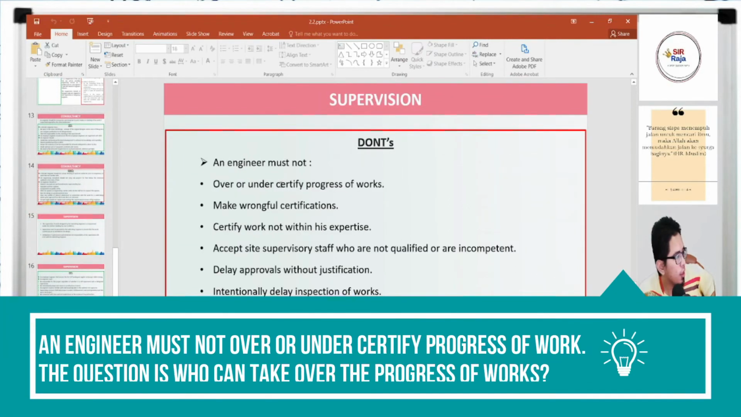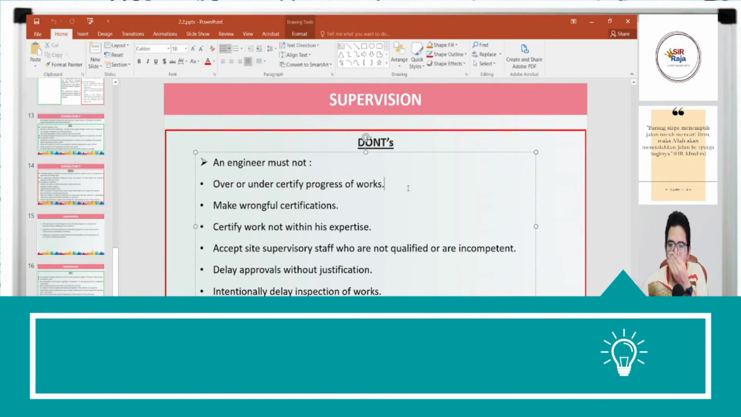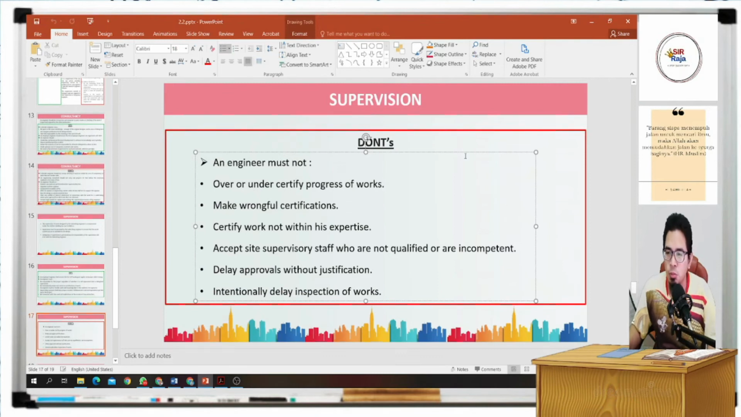Okay, it says here, an engineer must not over or under certify progress of work. The question is, who can take over the progress of work? Alright, okay, so you cannot over and under certify progress. Number one, you have to remember that to certify progress of work, there is only one person who can do that, which is a professional engineer lah.